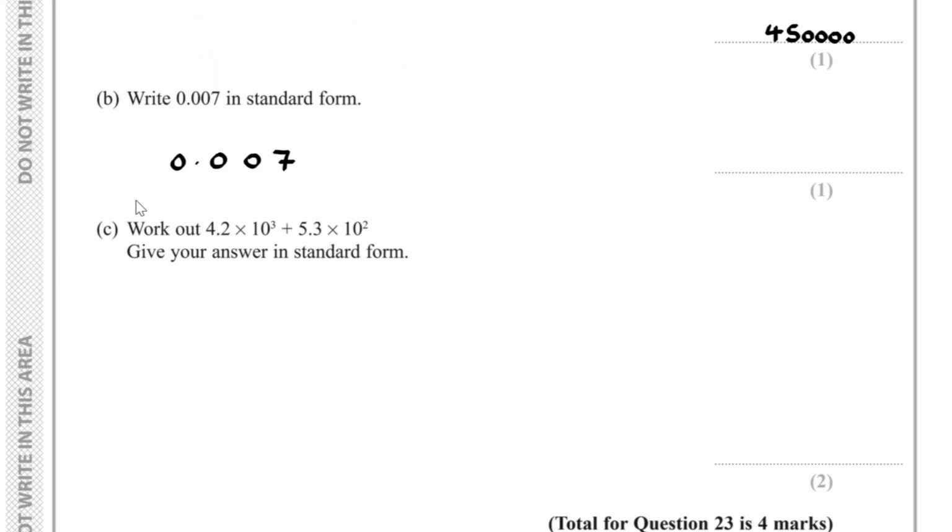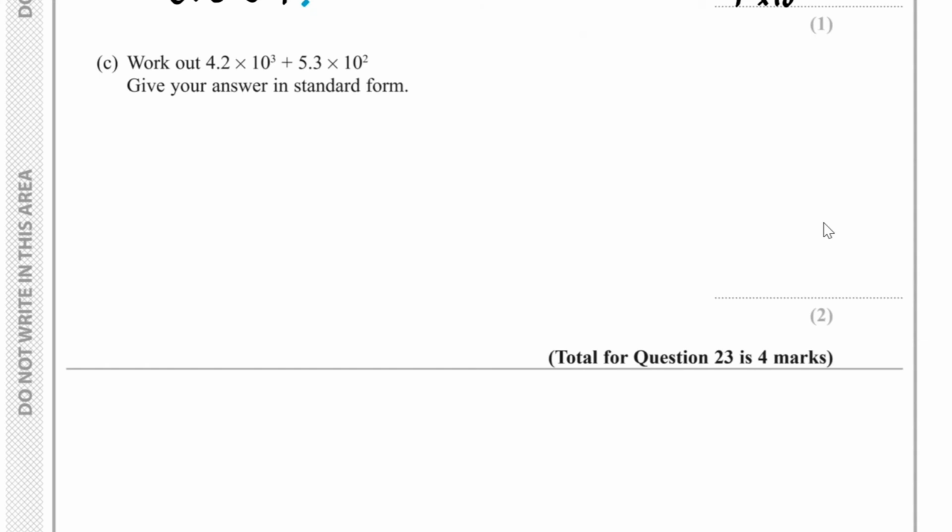Then for part B, we have to write 0.007 in standard form. Now you will recall for standard form, that's when a number is written as a times by 10 to the power of n, where a is in between 1 and 10. And so what I need to do here is move this decimal place 1, 2, 3 to the left, rather 3 to the right, leaving me with 7 times 10 to the negative 3.